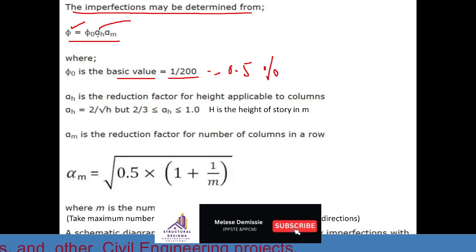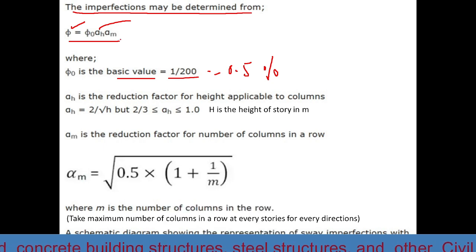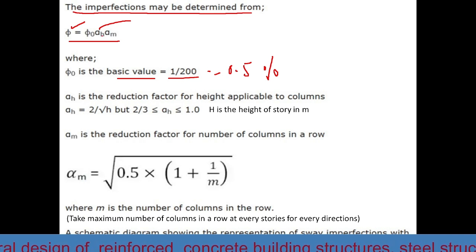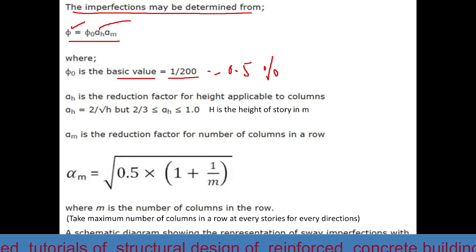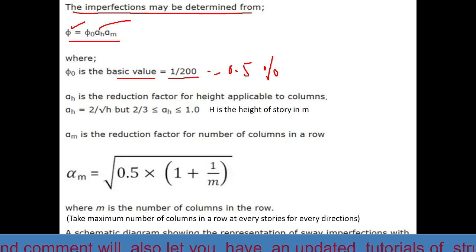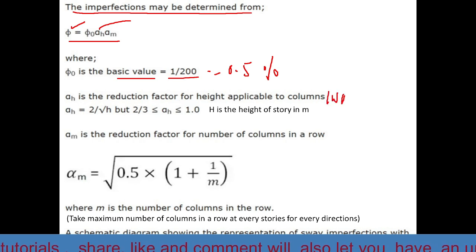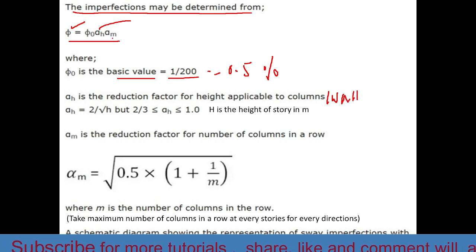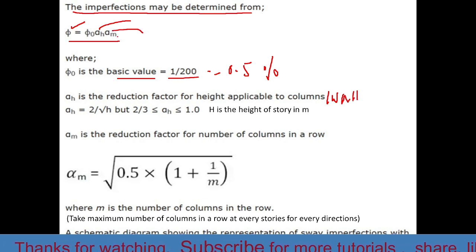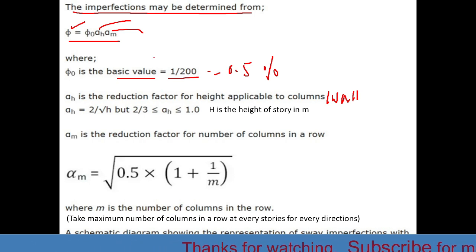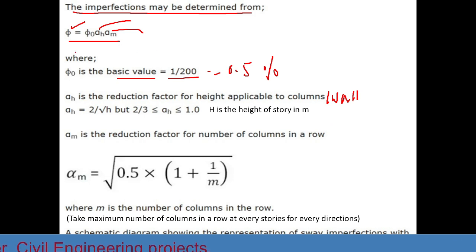And here alpha h is the reduction factor associated with the height of the story. That means alpha h is the reduction factor for height applicable to columns, or it may be for walls. And alpha m is the reduction factor for the number of columns in a row. So using this formula, we can calculate phi.